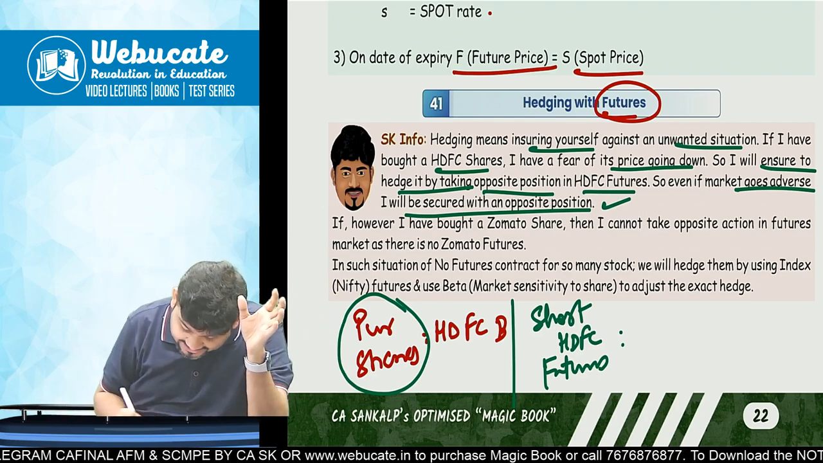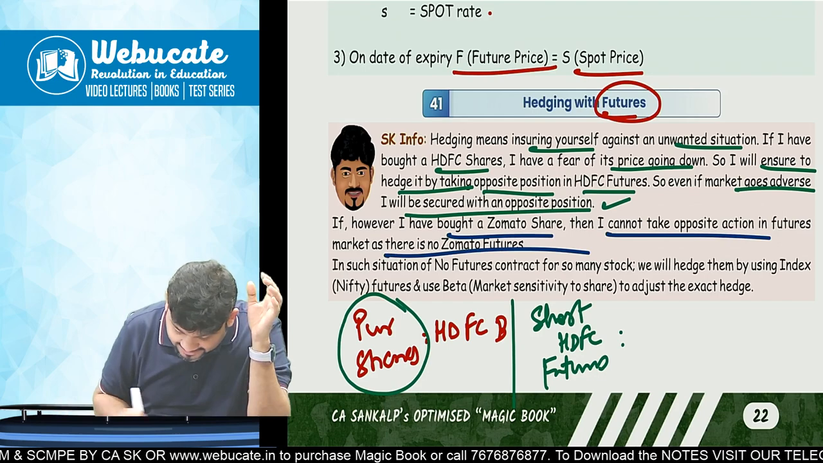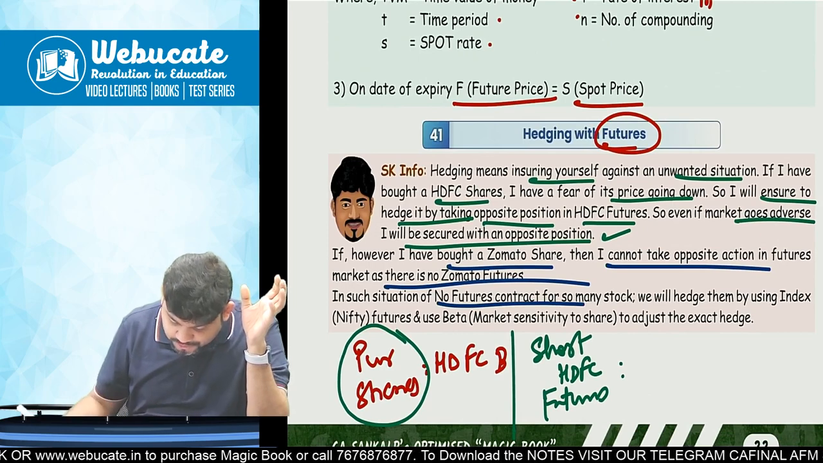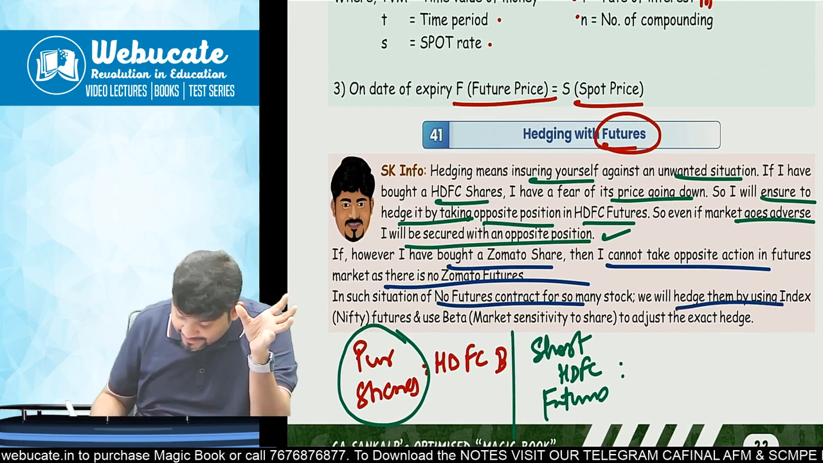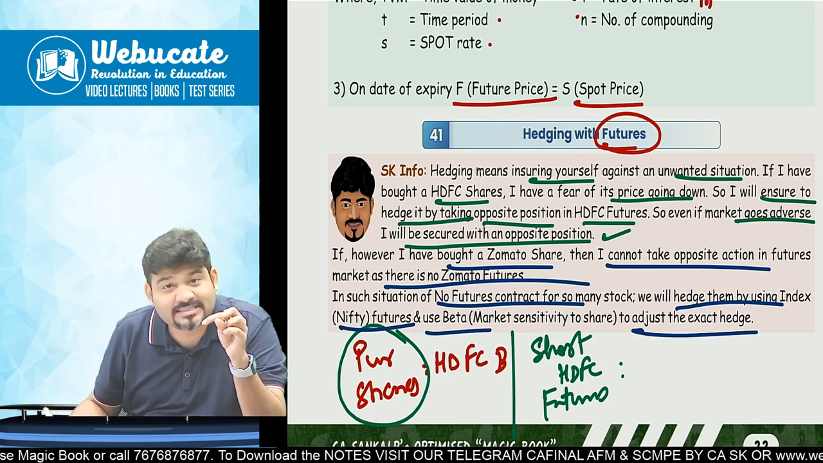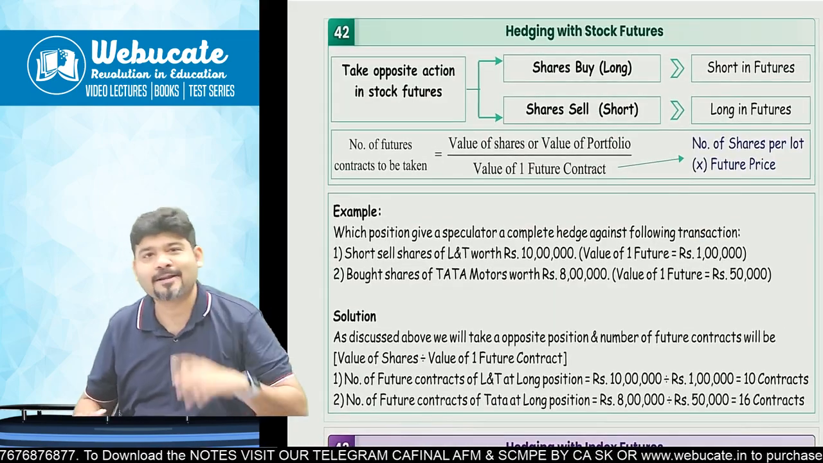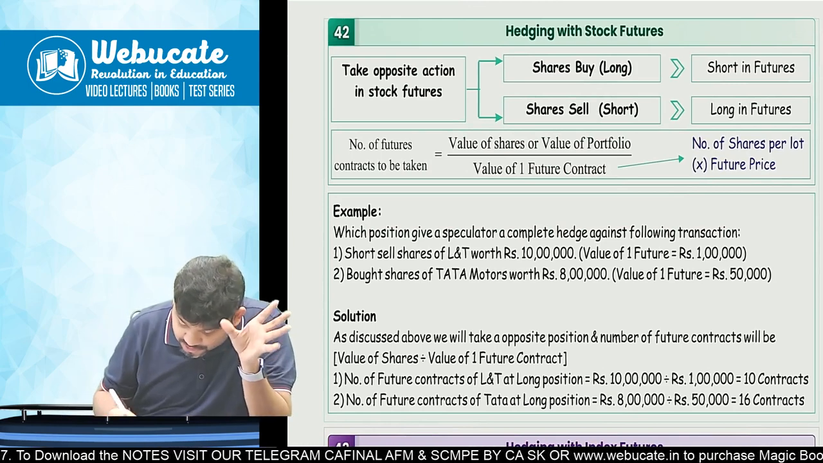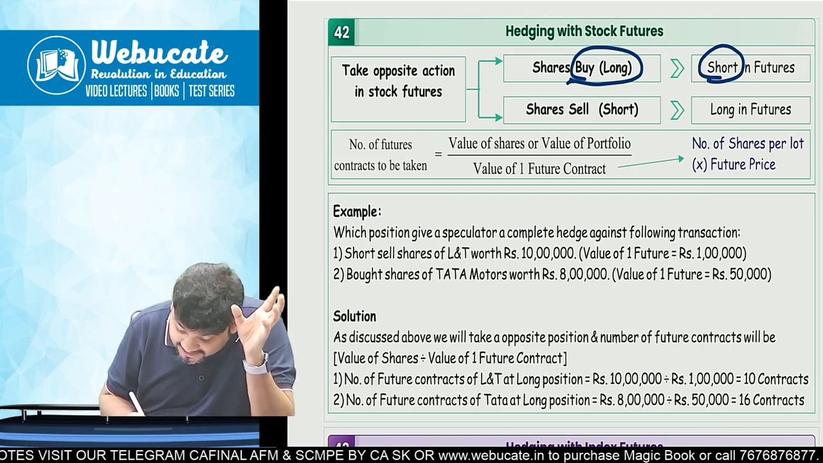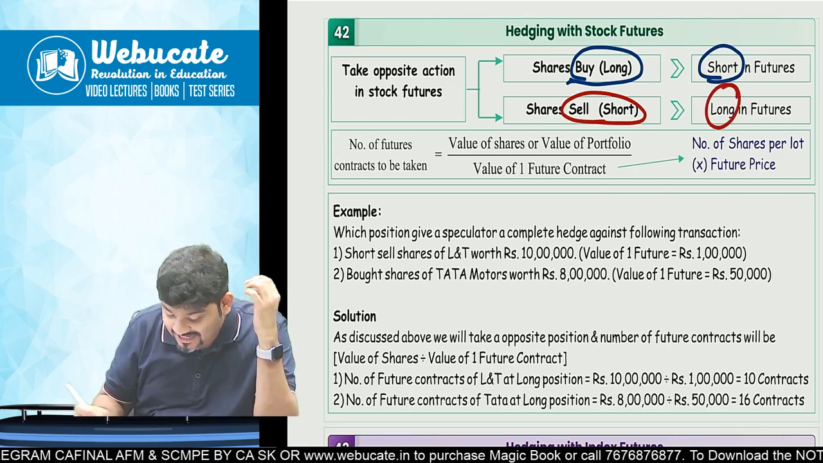So if I have bought a Zomato share, then I cannot take the opposite action in the futures market as there is no Zomato futures. In such a situation, where there is no futures contract for so many stocks, we will hedge them by using index Nifty futures and use beta to adjust the exact hedge. Got it, everybody? Yes, sir. Hedging with stock futures: if you have bought shares, you will hedge with a short in futures. But if you have short sold shares and are worried, go long the futures, and it will all be okay.